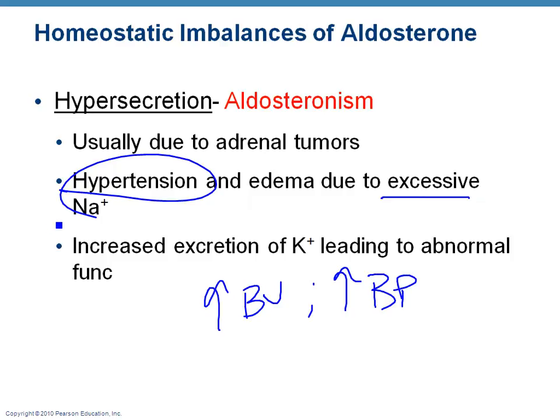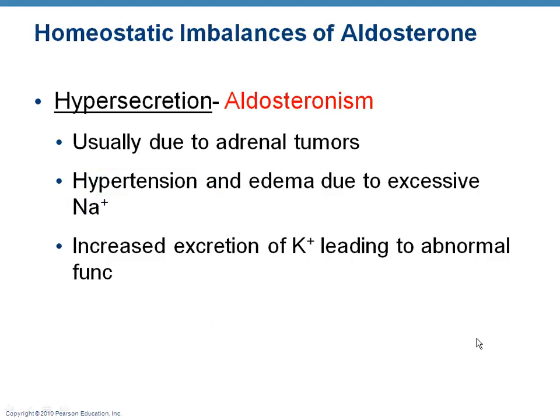Also, you're going to have excessive sodium, because that's what aldosterone does, right? And you're going to have increased excretion of potassium. So this is, and I put abnormal funk, I should have typed out function there, right? But basically, this is going to put the system out of whack. You're going to have too much aldosterone, and it's going to cause effects that you don't want, right? It's going to take you out of that homeostatic balance.